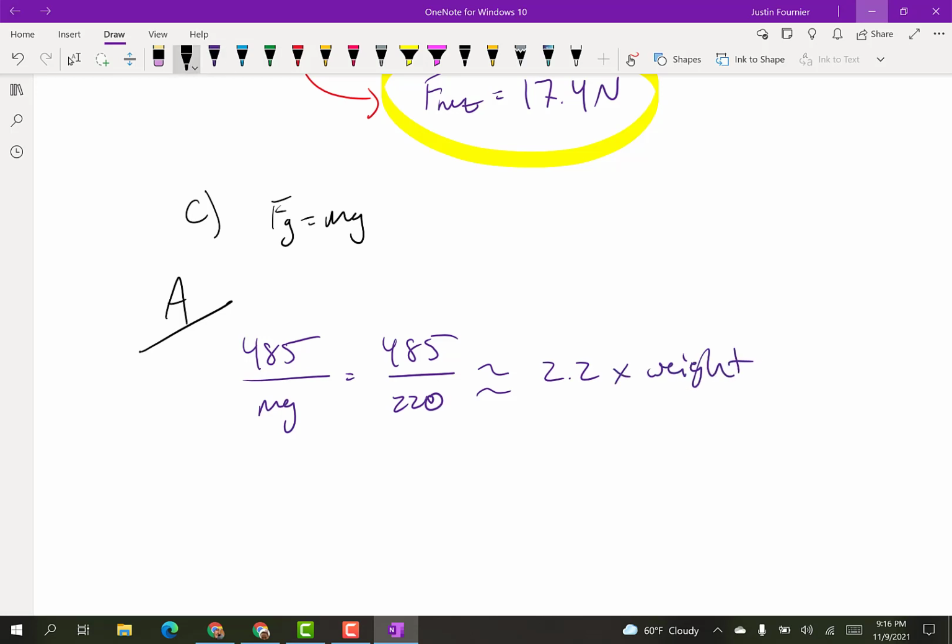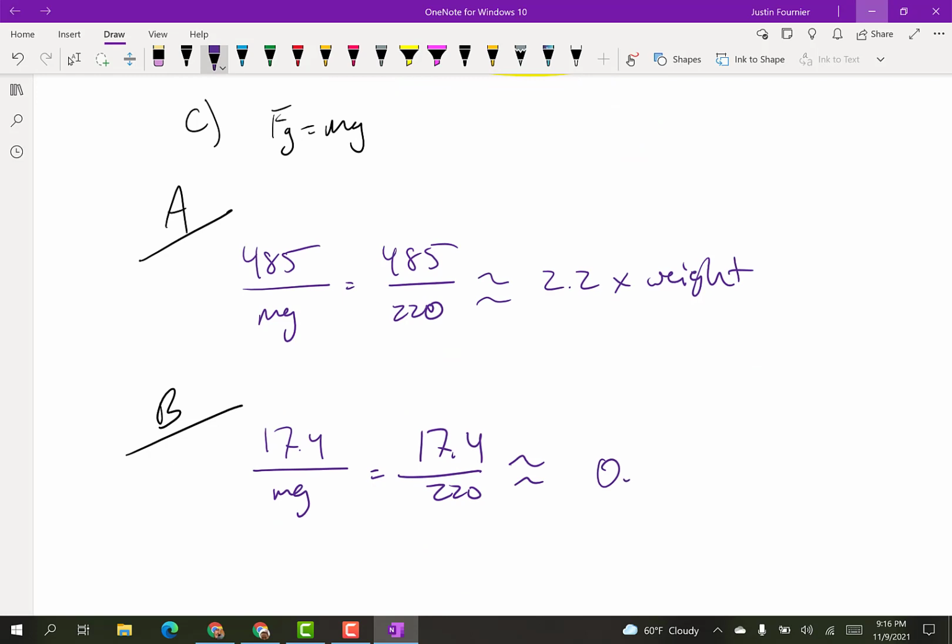If we do this for part B, same idea. This time we get 17.4 divided by mg, so 17.4 divided by 220, and we can definitely see that it's less than his weight. How much less? Wow, quite less. 0.079. So that's a little over 12 times less than his weight. But we could say times his weight here.